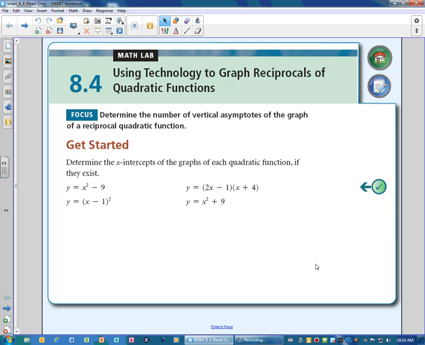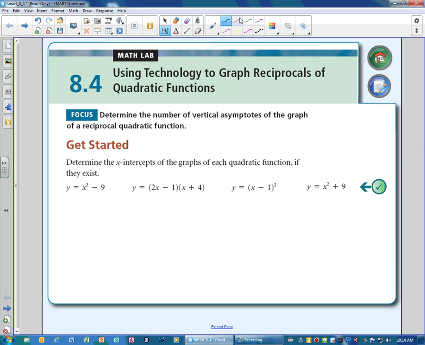if they exist. So let's give ourselves a little bit more room. And if you can visualize these graphs in your head, that would be best. If not, we will just quickly sketch them so we could tell what the graphs would look like. All right, so starting with the first equation, it's y equals x squared minus 9.